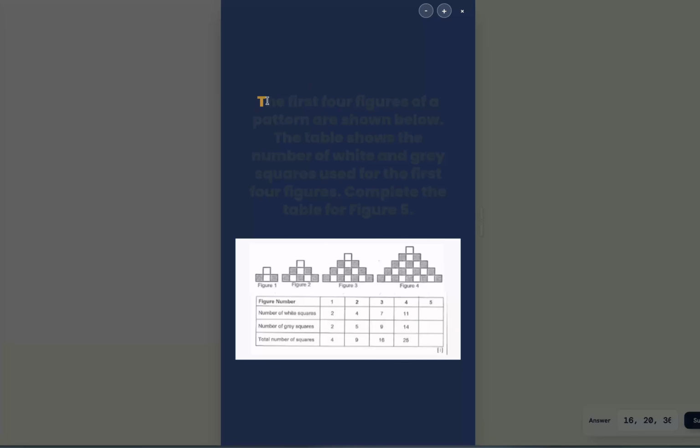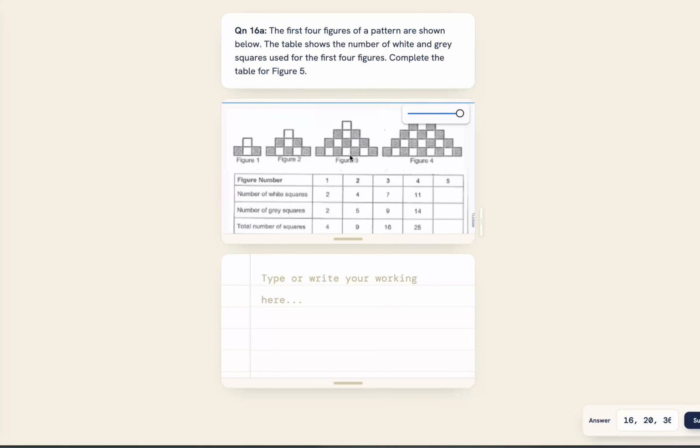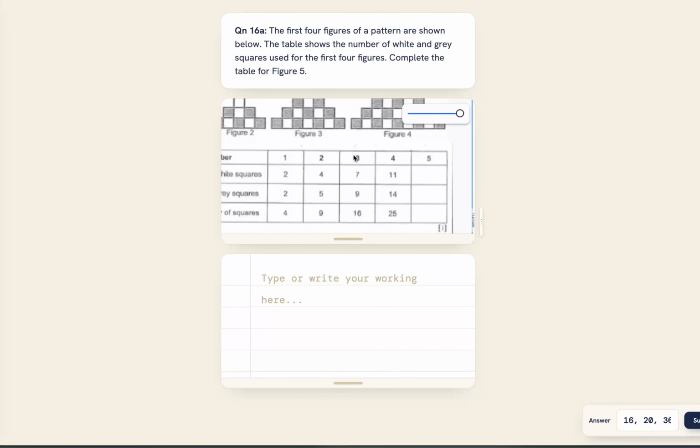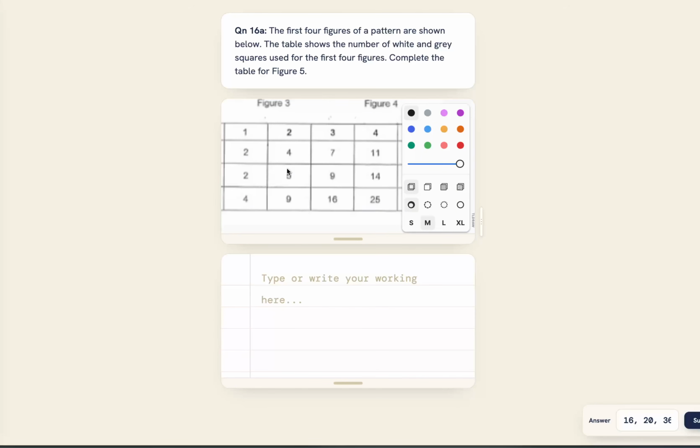Question 16a. The first four figures of the pattern below are shown. The table shows the number of white and gray squares used for the first four figures. Complete the table for figure 5. So let us zoom it in. Okay, so in this case over here, we have a couple of numbers, 2, 4, 7, and 11. So I don't really see the figure over here. I see the numbers, right?